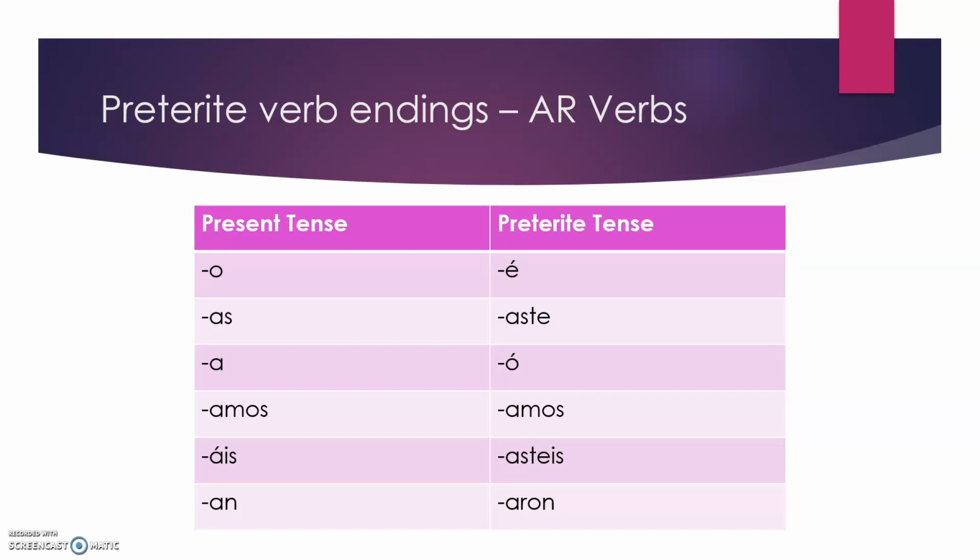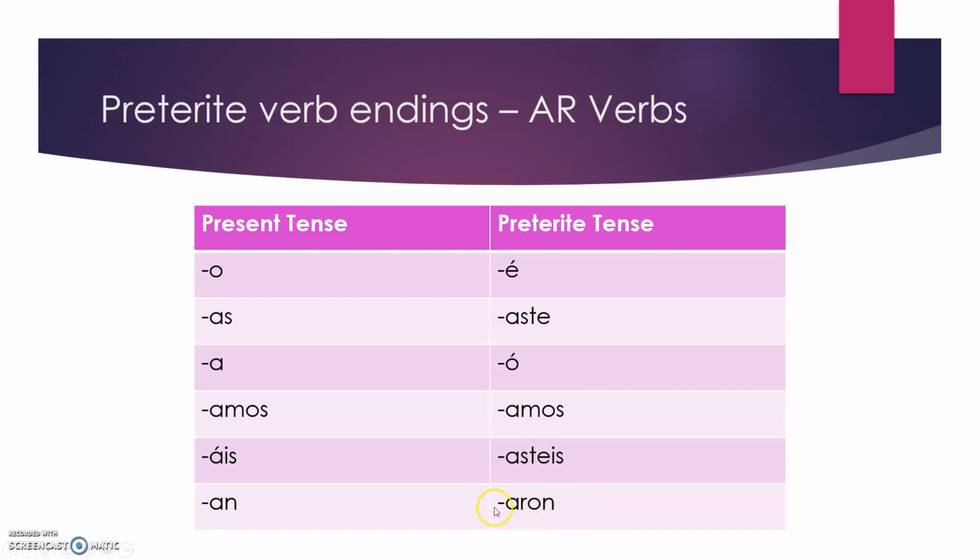So in the preterite tense, we have e, which goes with yo, aste, which goes with tú, o, which goes with él, ella, and usted, amos, which goes with nosotros, astes, which goes with vosotros, and aron, which goes with ellos and ustedes.